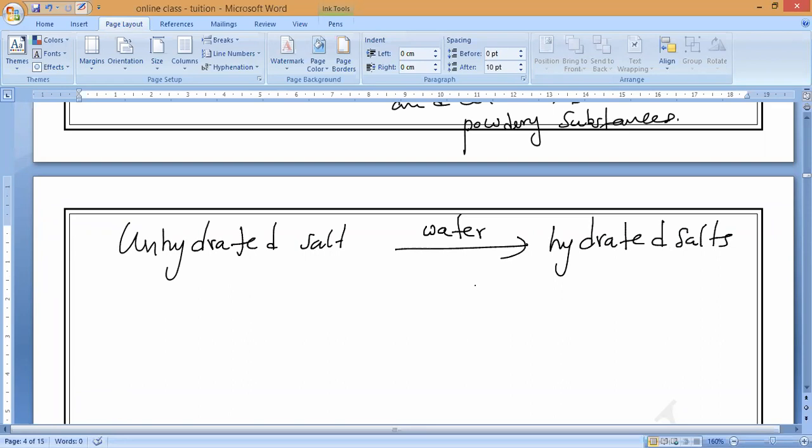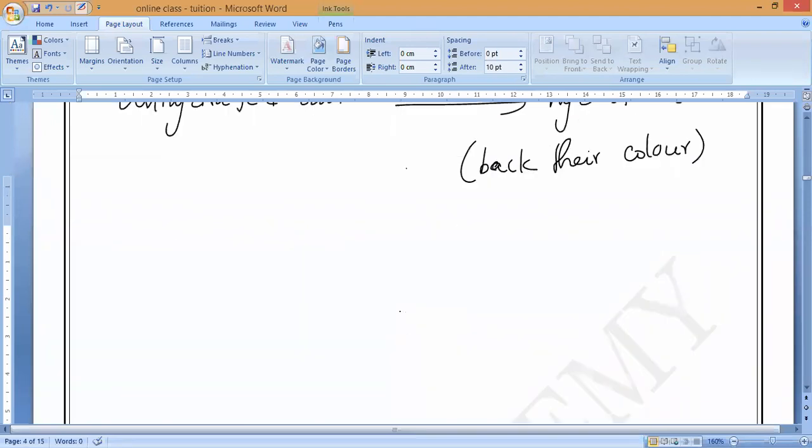Salt, and again they will get back their color and shape. Do you understand, guys? It retains its color and becomes hydrated again. Yes, that is how to remember. So for example, let us take first hydrated to unhydrated.